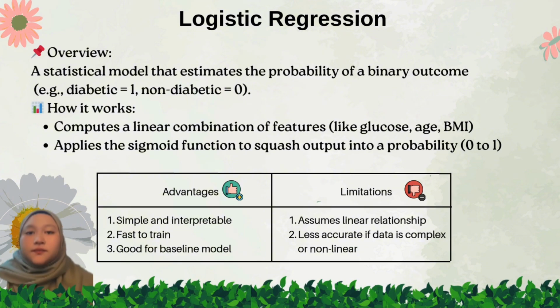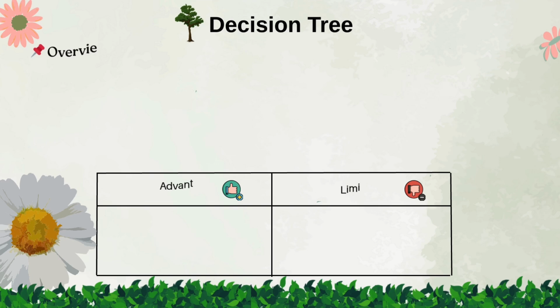For the advantage, it's simple and interpretable, fast to train, and good for a baseline model. For the limitation, it assumes a linear relationship and is less accurate if the data is complex and not linear. Next is the decision tree.